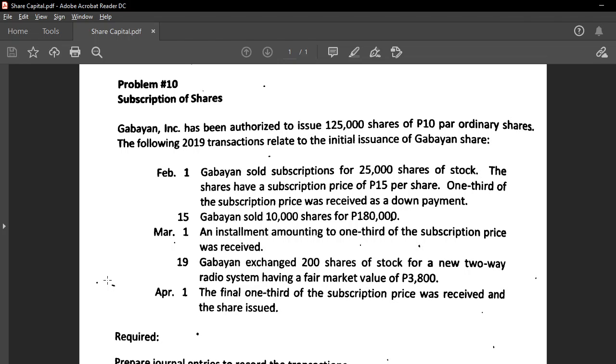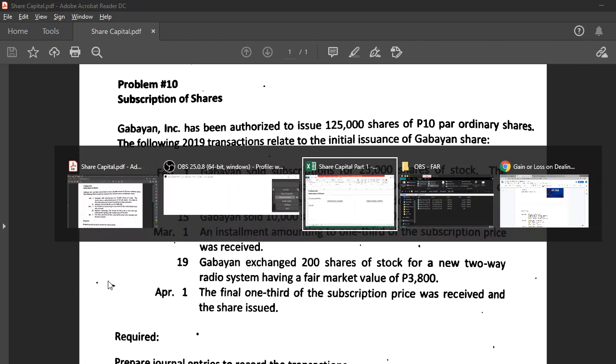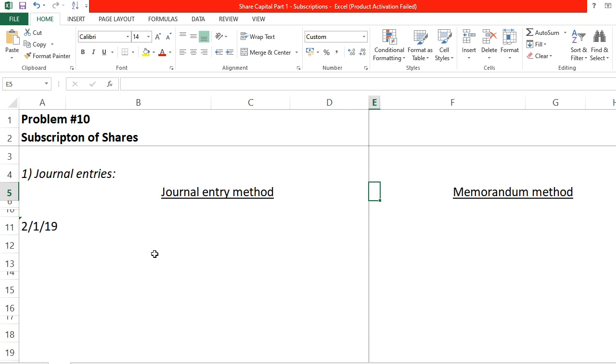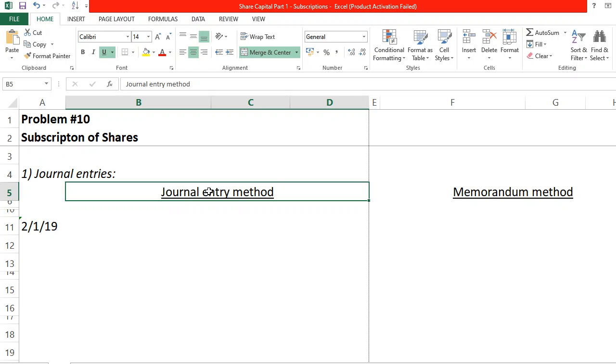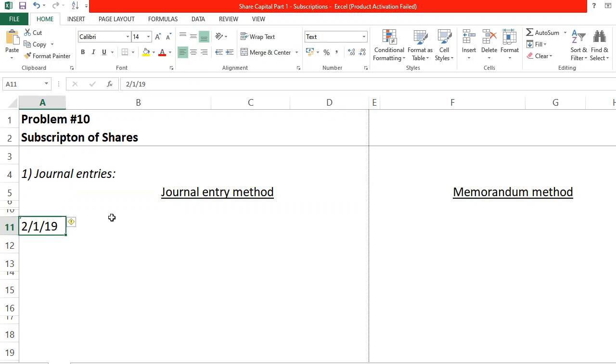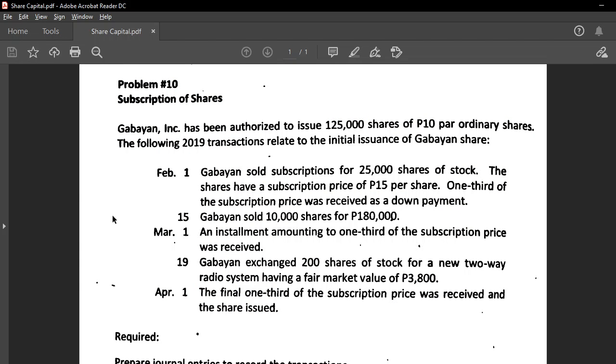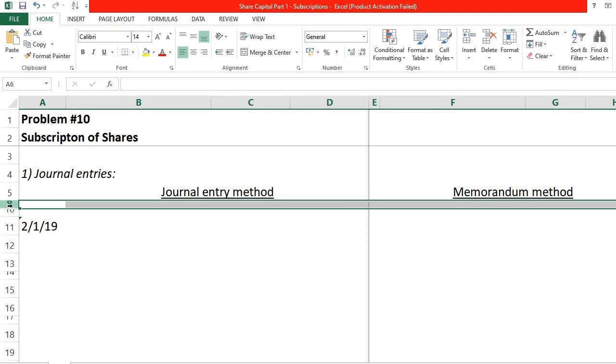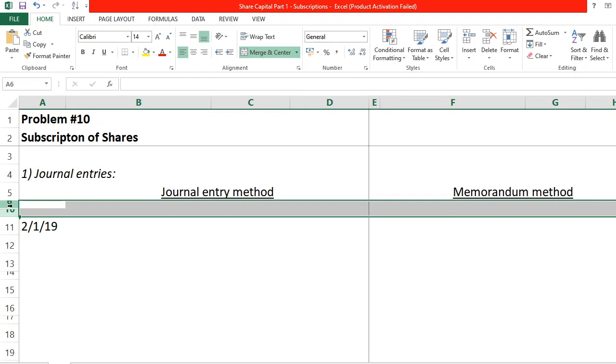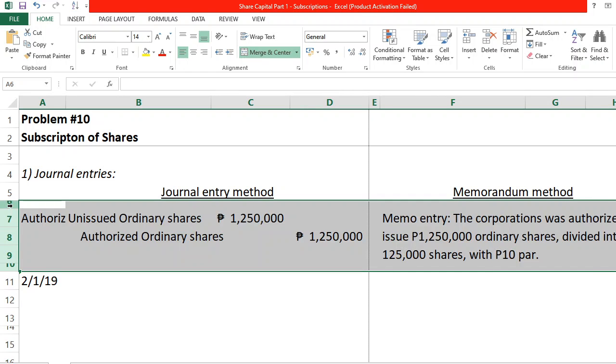We have authorized shares of 125,000 and a par value of 10 peso per ordinary share. We are required to journalize. I would like to emphasize in this problem these two methods of recording stock transactions: the journal entry method and the memorandum entry method. The first transaction happens on February 1, 2019. But under the journal entry method, before that, we are going to prepare these entries.